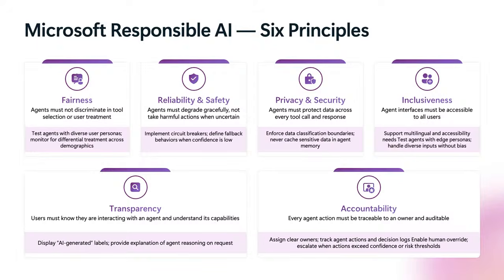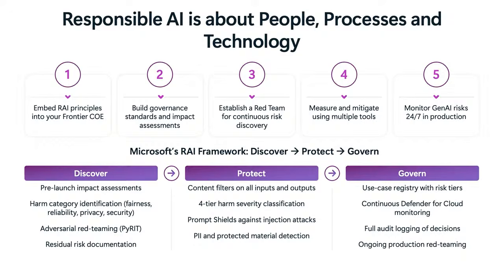Inclusiveness means the experience works for different users and needs. Transparency means people know what they're working with AI and understand its limits. And accountability means we can trace action back to an owner. So the next question is, how do we make these principles part of day-to-day operations? Responsible AI works best when people, process, and technology reinforce each other. A simple way to think about it: discover, protect, govern.